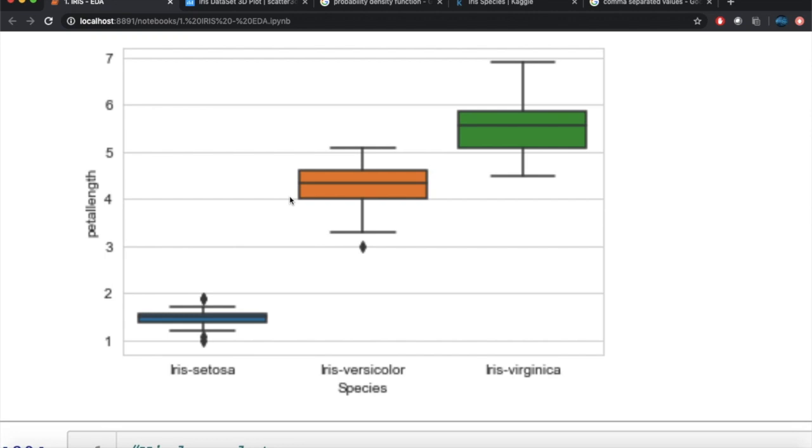Percentile means that it is a range. Like if we say that the 25th percentile value is 4, then for the Iris versicolor species, 25% of flowers have a length less than 4. If we say that the 75th percentile is, let's say, 4.7, then 75% of flowers of the versicolor species have a length less than 4.7. So this is the meaning of percentile.